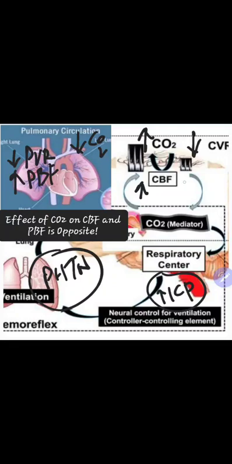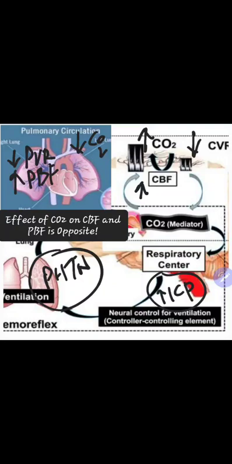Suppose you have a high CO2, it has a vasodilatory effect on the right side, which is the cerebral vasculature, and if you have increased CO2, then it has a more vasoconstrictive effect on the pulmonary blood flow. It means it will increase the pulmonary vascular resistance and decrease pulmonary blood flow, which has a side effect on a patient with high pulmonary pressures.